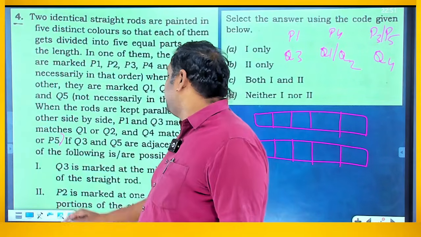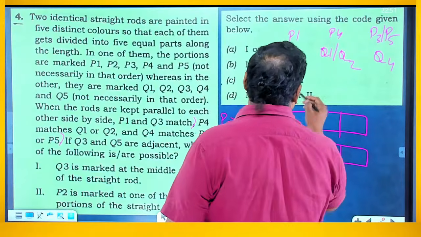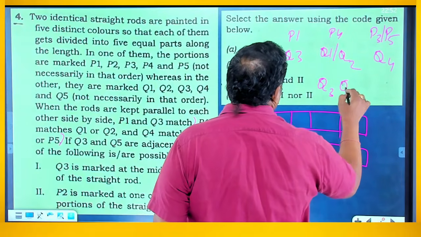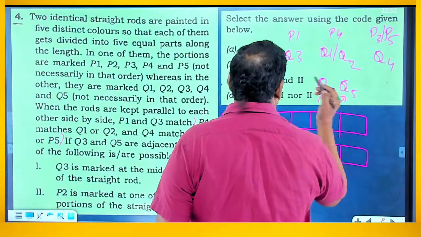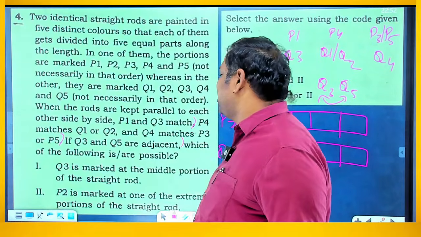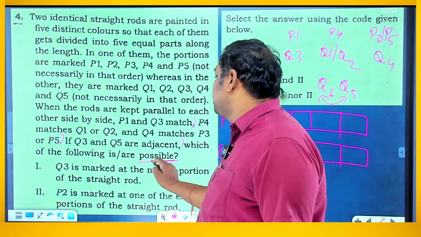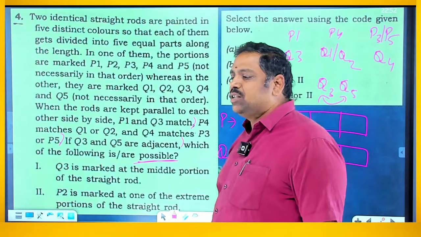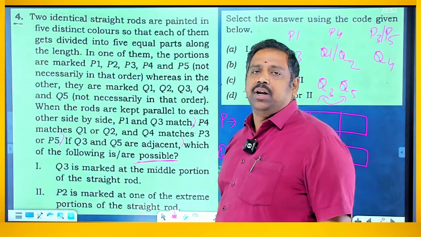The next condition is Q3 and Q5 are adjacent. Adjacent means those two can be interchanged, right? Okay, then which of the following is possible? The most important word is possible. It is not a restricted or compulsory item. It is a possibility, right?